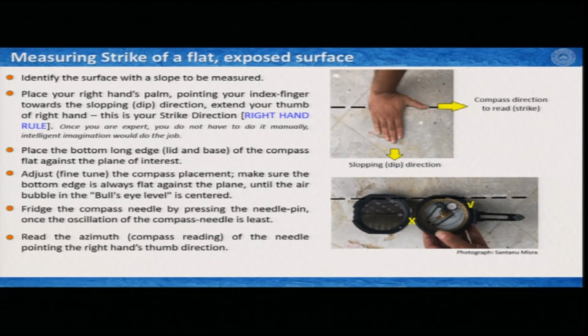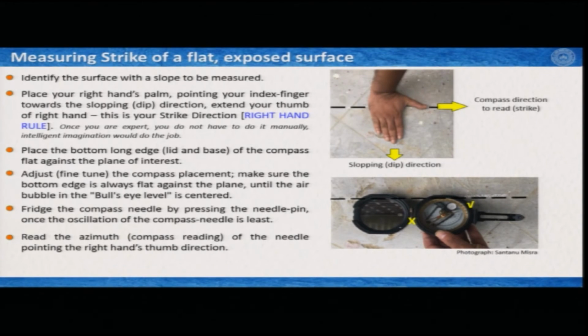I will upload a separate video on how to measure a dip and strike. There are also many YouTube videos. You just search in YouTube and you can find how to measure dip and strike, and while you are doing this, make sure that the instructor is showing you the right hand rule of dip and strike measurement.